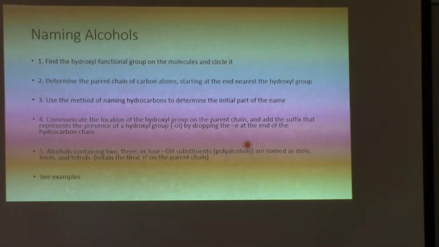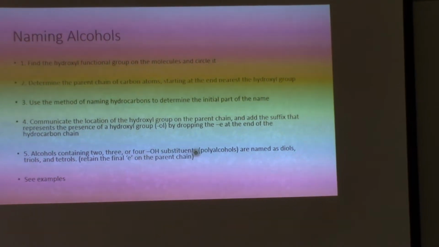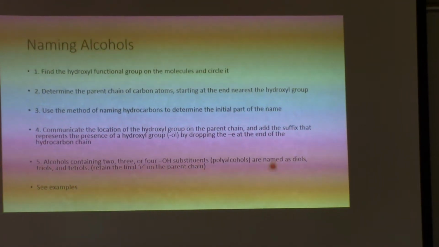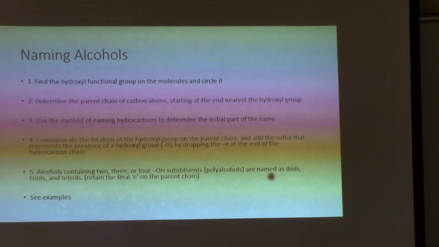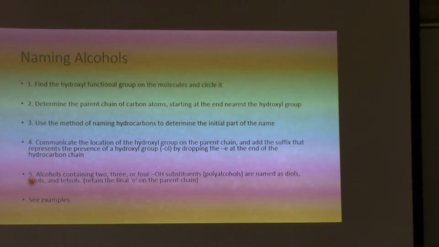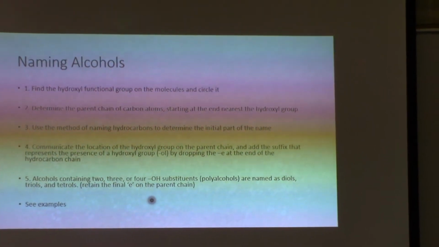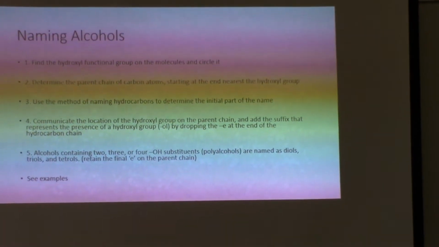Alcohols containing 2, 3, or 4 hydroxyls are called polyalcohols. So if there's more than one hydroxyl group, if there's 2 hydroxyl groups, we call the alcohol a diol. You could have triols and tetraols. And I'll give you a bunch of examples that look like that.